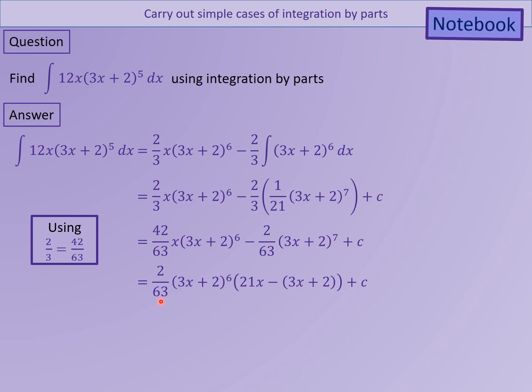Okay, can you double check? That times that gets this first bit, and that times that gets me the second bit, plus c at the end. This will neaten up, 21x minus 3x plus your 2 at the end, and there we go.